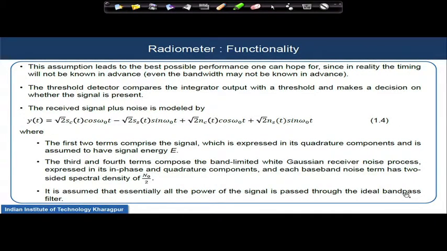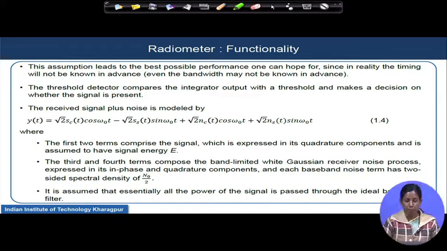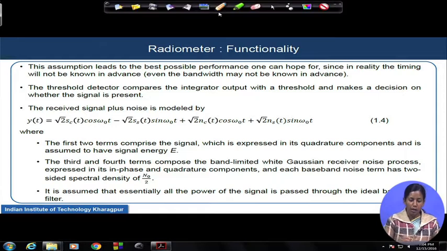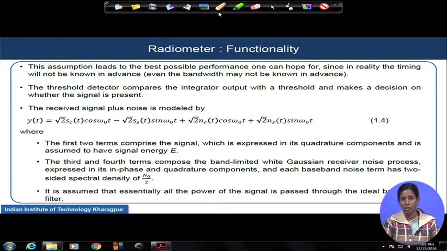These assumptions, which we made in the last slide, give the best possible performance one can hope for, since in reality the timing will not be known in advance, and even the bandwidth won't be known in advance. And the threshold detector compares the integrator output with a known or predefined threshold value. As I have told you, that threshold selection is done in the absence of the signal, basically on the noise. Now let us see the mathematical form of the whole detector. We have a received signal at the input of the detector, which has a signal part as well as a noise part.